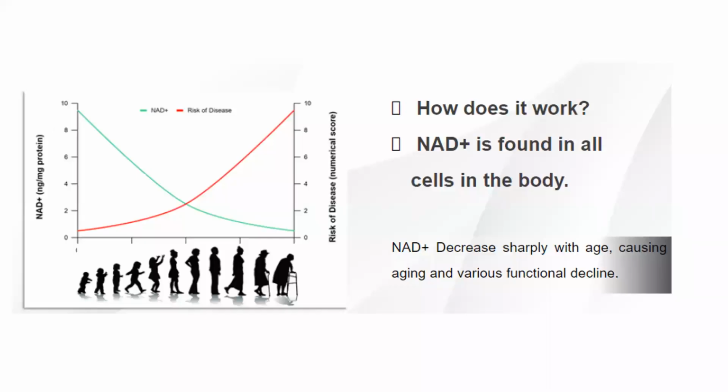Okay, so how does it work? Now, first of all, you need to understand that NAD+ is found in all cells in the body. Okay, but there's a problem. The problem tied with NAD+ is that it decreases sharply with age, causing aging and various functions to decline. That's number one. Now, it is said that at age 50, 50% of your NAD+ level is already depleted.